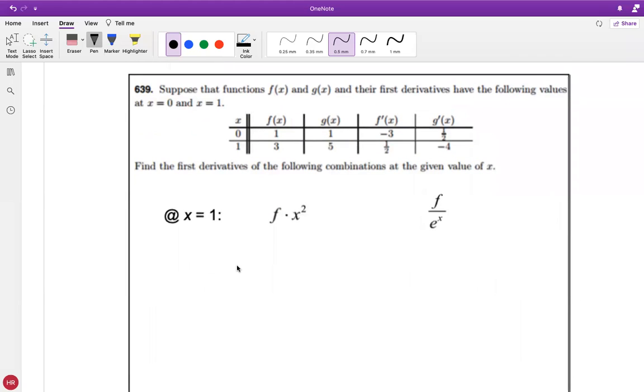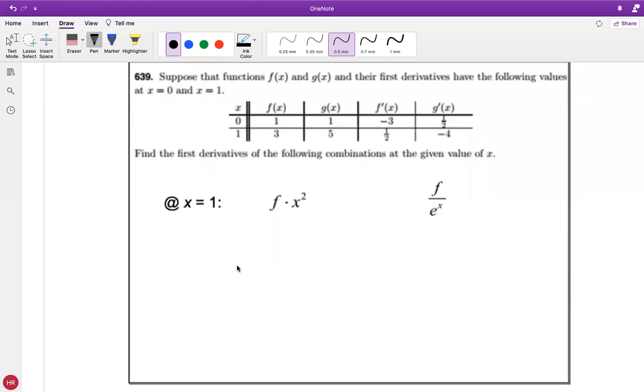Yeah, these ones are a little trickier, so I should probably do them. Okay, but same idea. First thing is a product. So I'm going to do f prime g plus g prime f. So I get f prime of x times x squared plus the derivative of x squared, which is 2x, times f of x. But I want this one at x equals 1. So I'm going to plug a 1 in for every x.